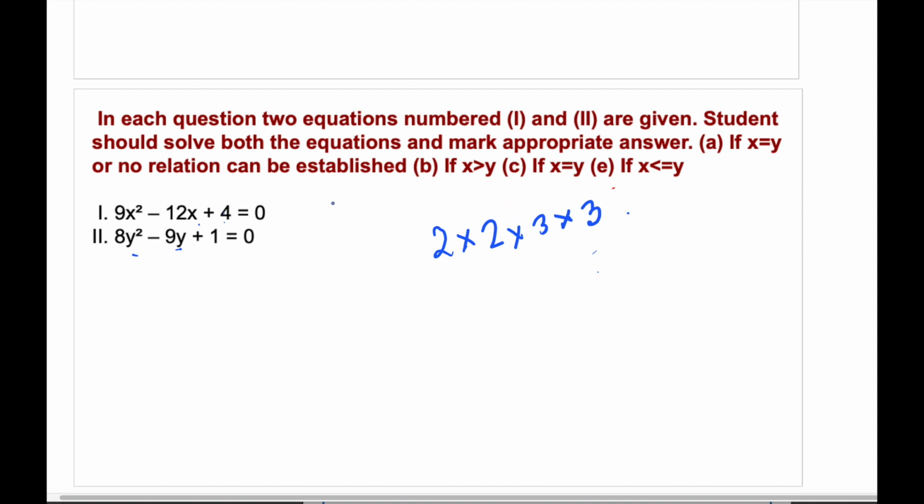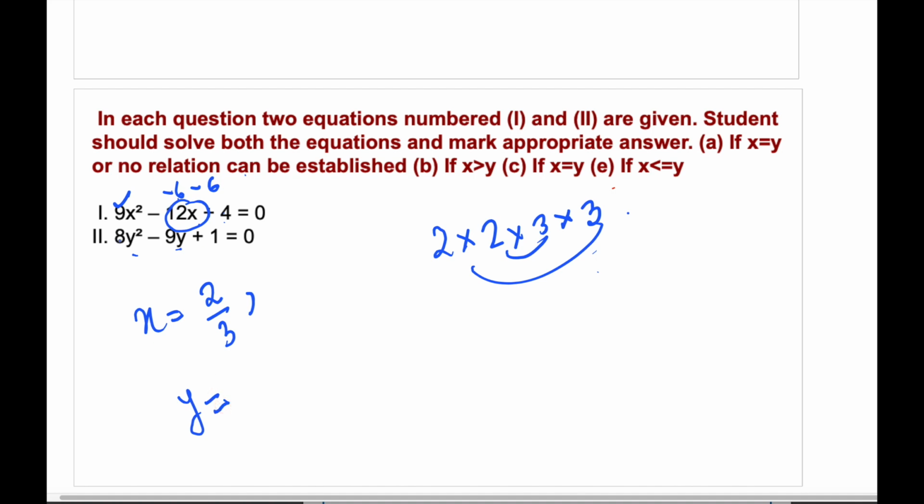Now, we need minus 12. So, how can we get minus 12? Minus 6 minus 6. So, we just have to reverse the sign. So, x is equal to 6 by 9, since 9 is the coefficient. 6 by 9 means 2 by 3. So, x is 2 by 3.